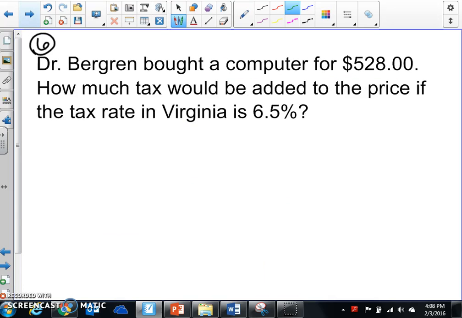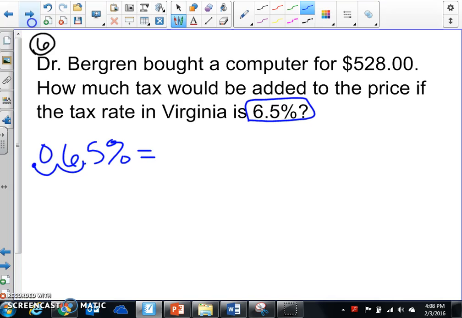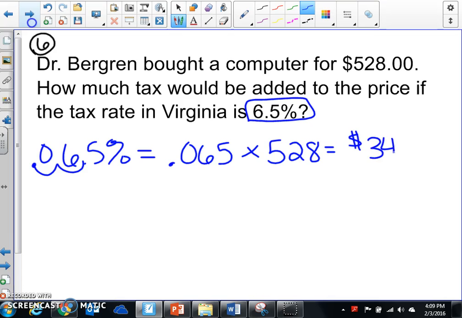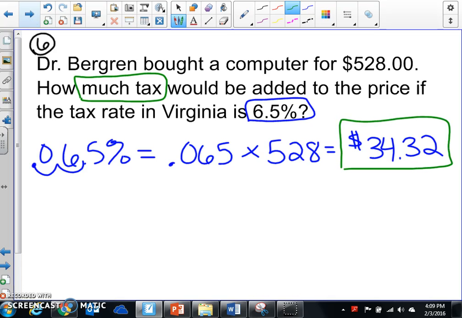Dr. Bergram bought a computer for $528. How much tax would be added to the price if the tax rate in Virginia is 6.5%? I start with that percentage and I turn it into a decimal by going over twice. So that is equal to 0.065. And then I multiply it by the cost of the computer, which is $528. So 528 times 0.065 gives us $34.32. Now, before I keep going, I have to read what they're asking me. They're just saying how much tax would be added. So I'm done. That was my tax amount, $34.32.